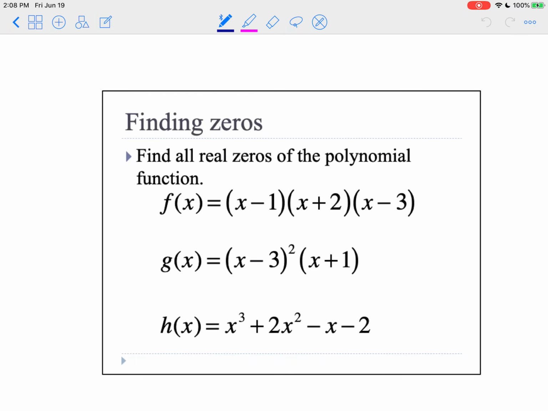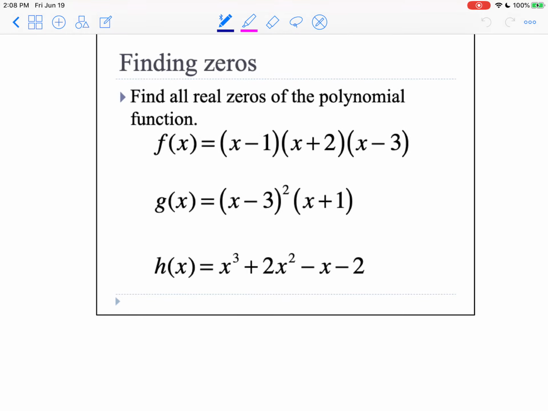So the way that I find zeros is the same way I find zeros with anything else. Factoring is the easiest or the quickest way to find the zeros of a polynomial, and that includes quadratics, that includes lines sometimes. We don't typically factor because there's just the one variable term, but you could also factor linear equations to find the zeros if you wanted to. All right, so this first one is already factored. F of x is factored.